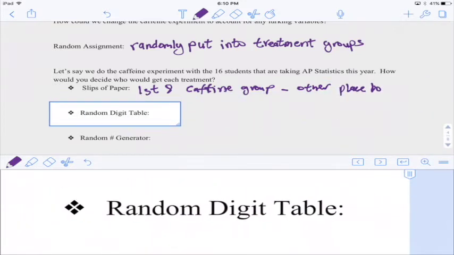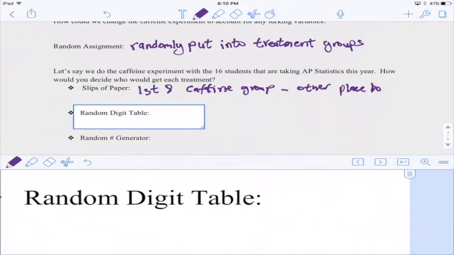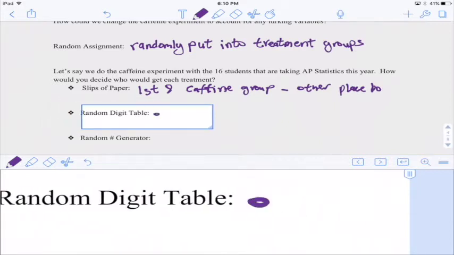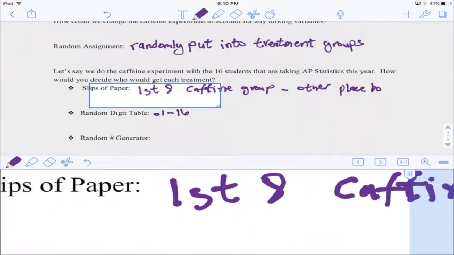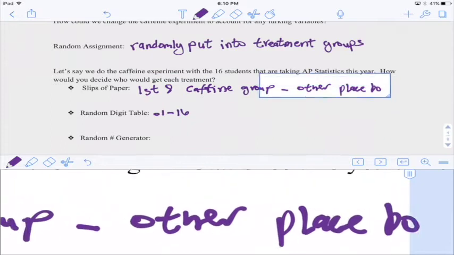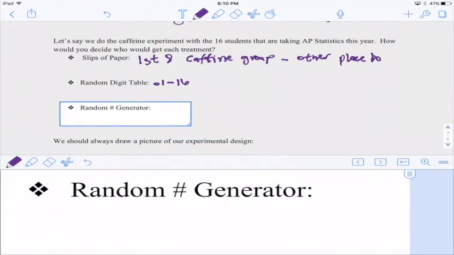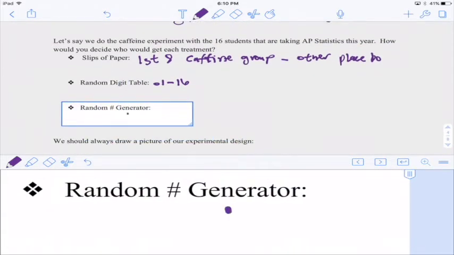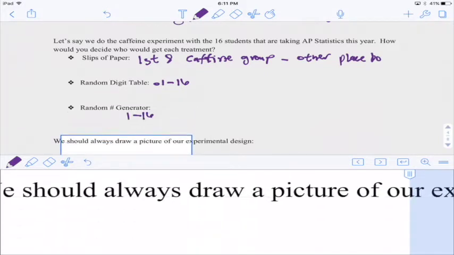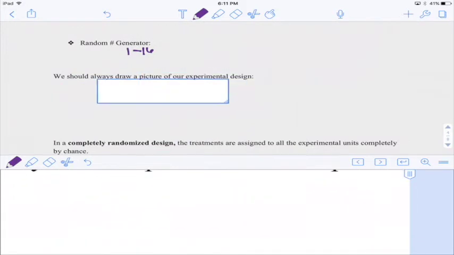With a random digits table, we would have to take 2 digits at a time. So we would assign the numbers from 01 to 16, and we would pick the first 8 in the caffeine and the second 8 in the placebo. With the random number generator, same thing, we would just be able to assign them 1 to 16 and use our randint. We should always draw a picture of our experimental design.